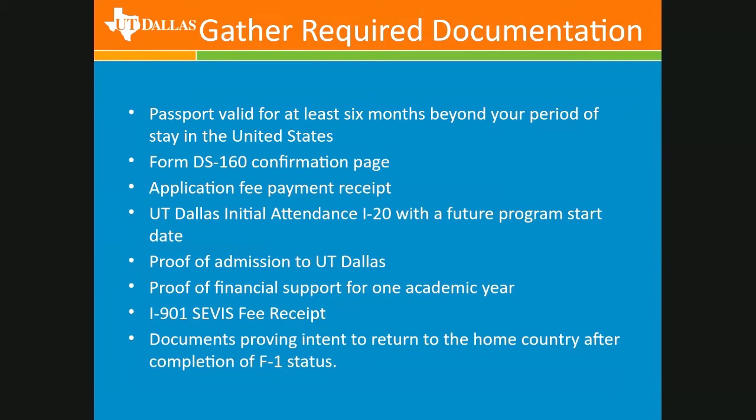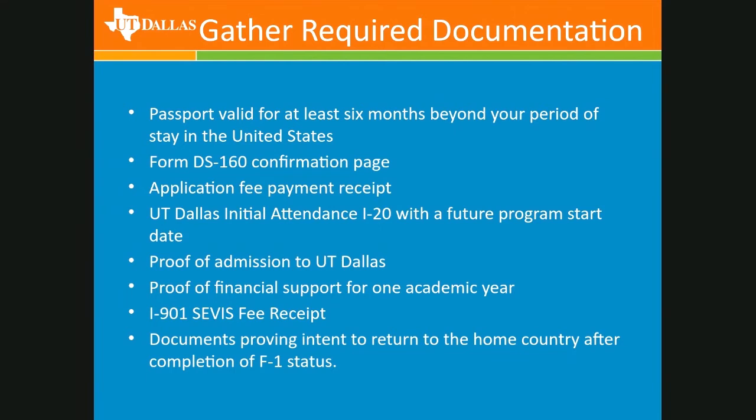After that, you'll need our UT Dallas initial attendance I-20 with a future program start date for a future session, like fall or maybe the upcoming spring. Proof of admission to UT Dallas, that's your admission letter that you got from UTD. Proof of financial support for one academic year, those are like bank statements. Probably maybe the ones that you gave us in order to get your I-20.